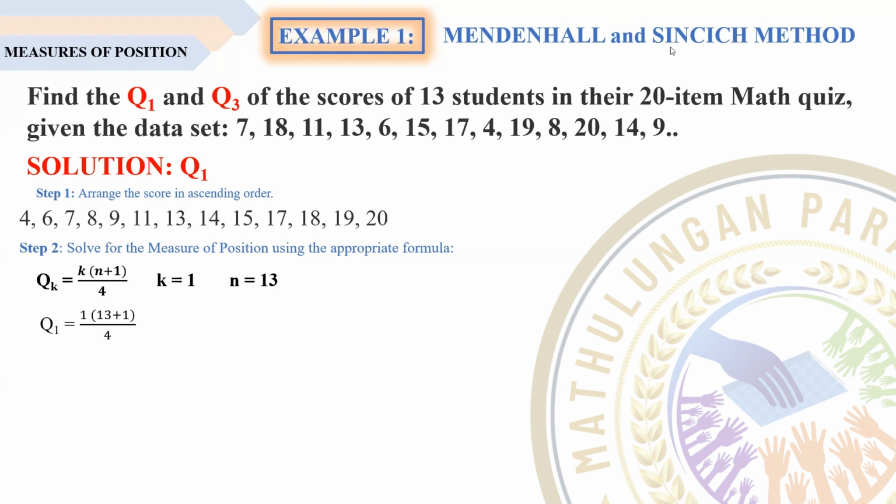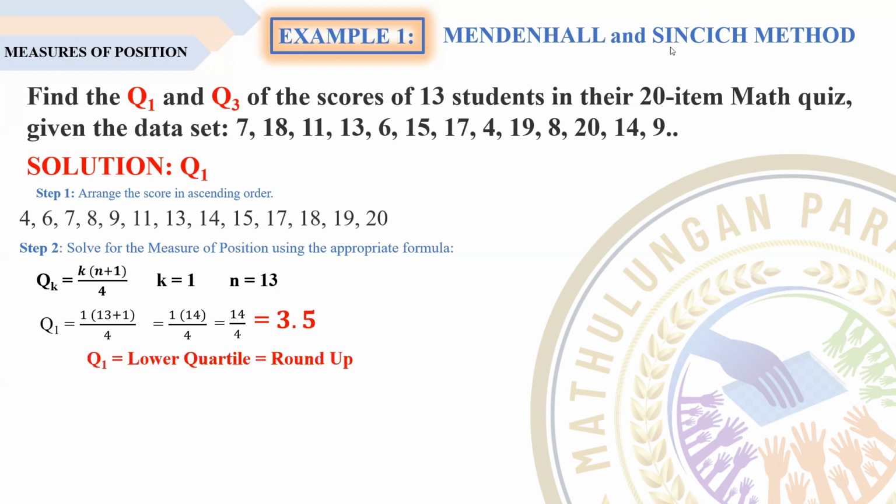Kaya nagkaroon na tayo ng Q sub 1 is equal to the value of K, which is 1, times the value of N, which is 13 plus 1 all over 4. So yung ating 4, constant po yan. Which is 13 plus 1, kapag inadd natin 13 plus 1 ay 14. So times 1 all over 4. So 14 times 1 is still 14 divided by 4 is equal to 3.5.